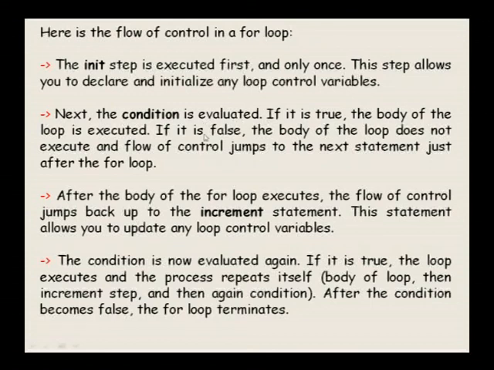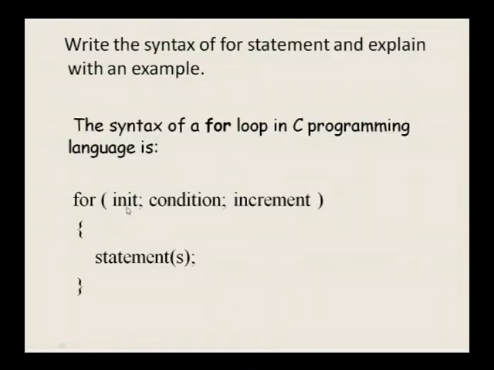If it is true, the body of the loop is executed. If it is false, the body of the loop does not execute and the flow of control jumps to the next statement. And after the body of the loop is executed once, what happens? It directly goes to the increment part. After incrementing the control variable, it again gets back to the condition checking. If the condition checking happens to be true, then it gets back to the statement part, that is, the loop body.